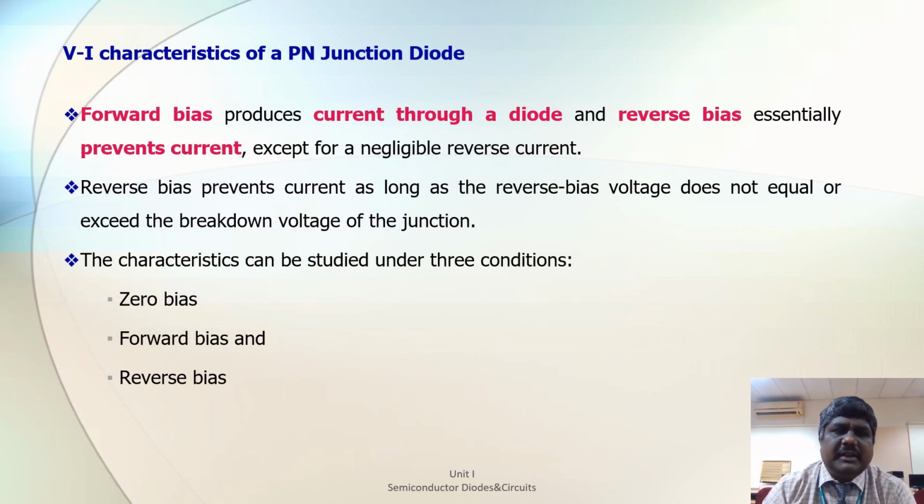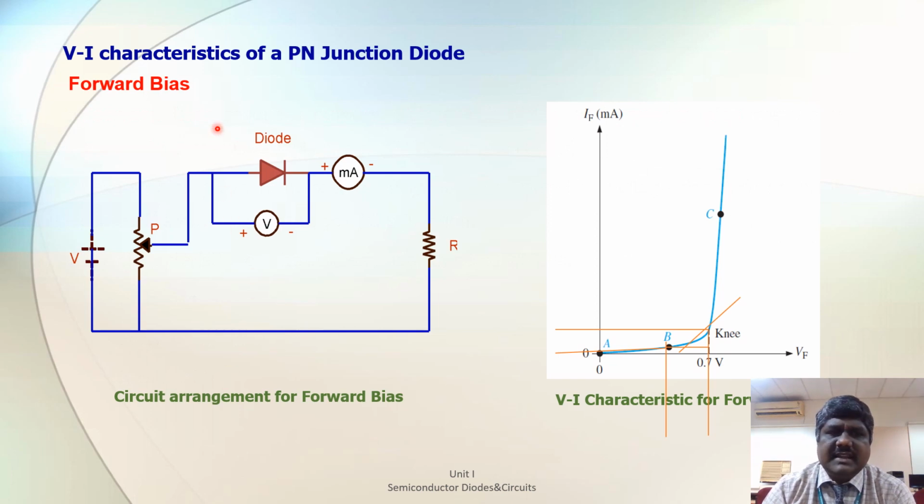Using this concept we will discuss the VI characteristics of the PN junction: zero biasing, forward biasing, and reverse biasing. First we discuss the forward biasing characteristics. As I increase the forward bias voltage, the current can be obtained against the voltage. Here we are using silicon, so after the knee voltage of 0.7 V, the current rises abruptly.